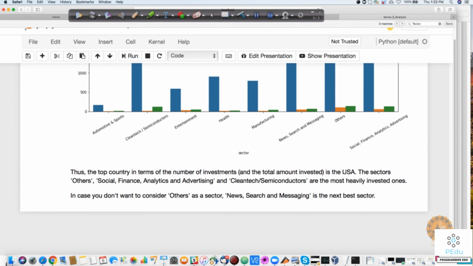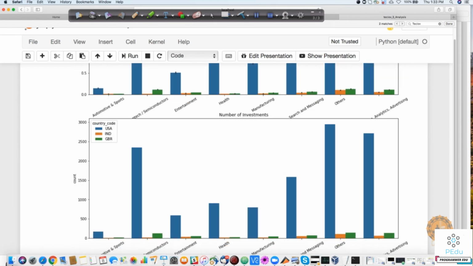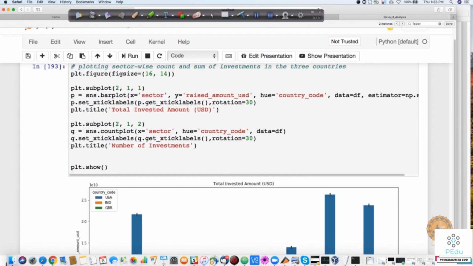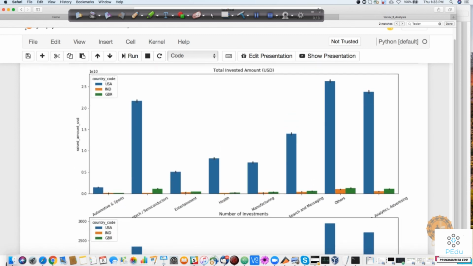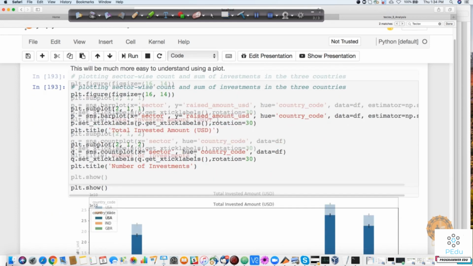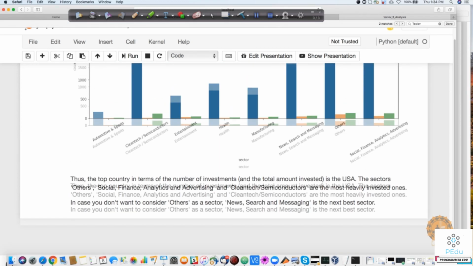But if you also look, there are other, socials and analytics, so these are heavily invested, right? You can see that these are heavily invested ones. So this is how you need to tell, like for USA, for GBR and all. You can tell based on these amounts or count which sectors you want to invest in. So now it's quite easy for you, by looking at this graph and this output, to tell which is going to be the best sector to invest in. So this is all about how you can perform this.